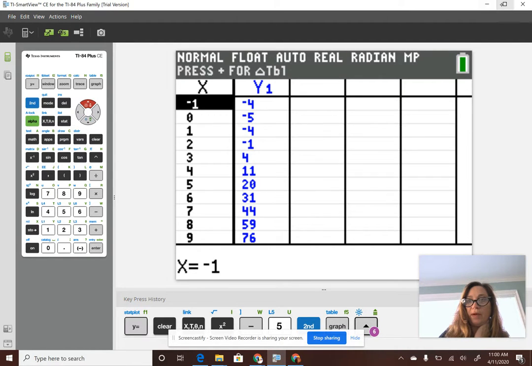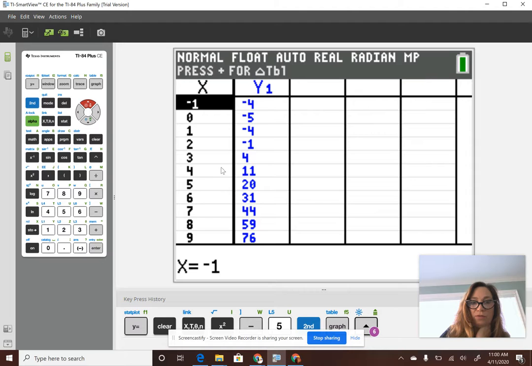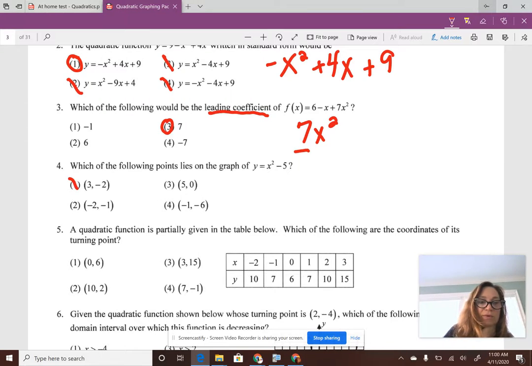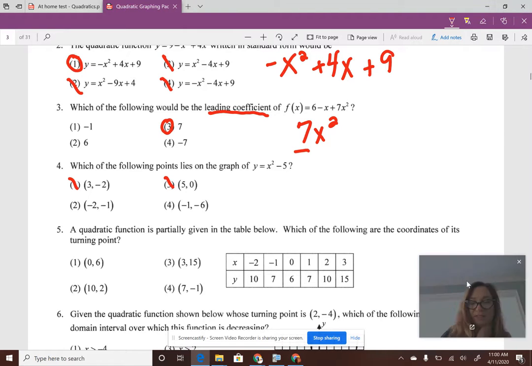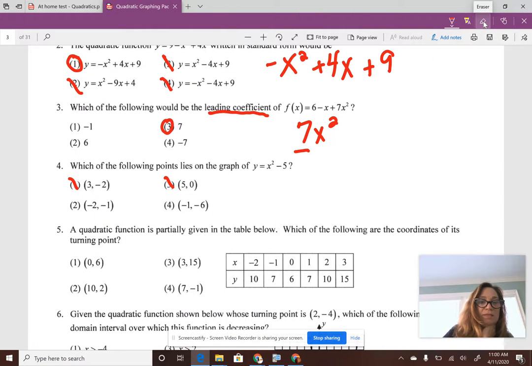Okay, so minimize. I wonder if I can. Not really sure how to minimize that and still show you. So 3, negative 2, 5, 0. Let me look for those. 3, 4, 5, 20. Nope. Not you, not you. So now I'm going to go to my negatives. Negative 1 is with negative 4, and negative 2 is with negative 1. So choice 2. You could also do it without the calculator by using substitution.